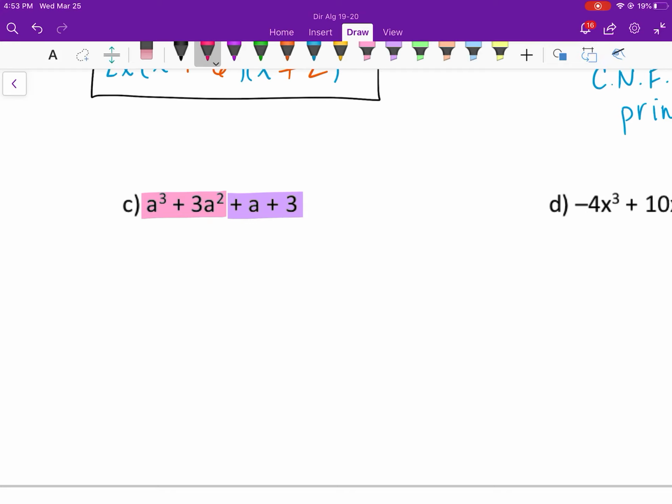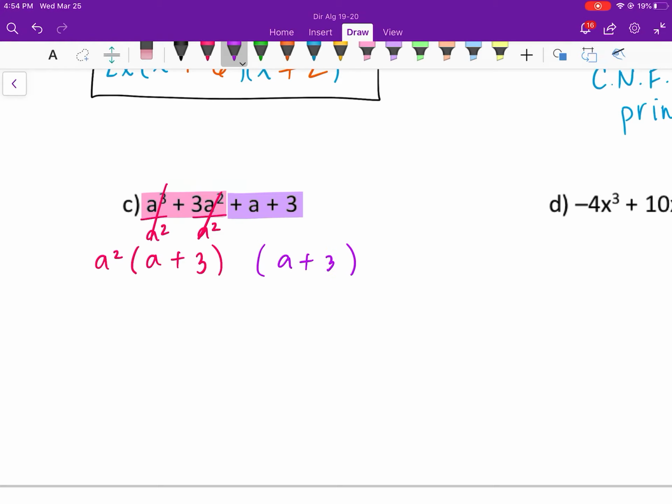First group, our GCF would be an a squared, and you set it aside to be left with a cubed divided by a squared, which will give you an a, and then your a squareds cancel in your second part, you're just left with 3. Now in the second set of parentheses, we know we need to be left with an a plus 3 again from our second group.